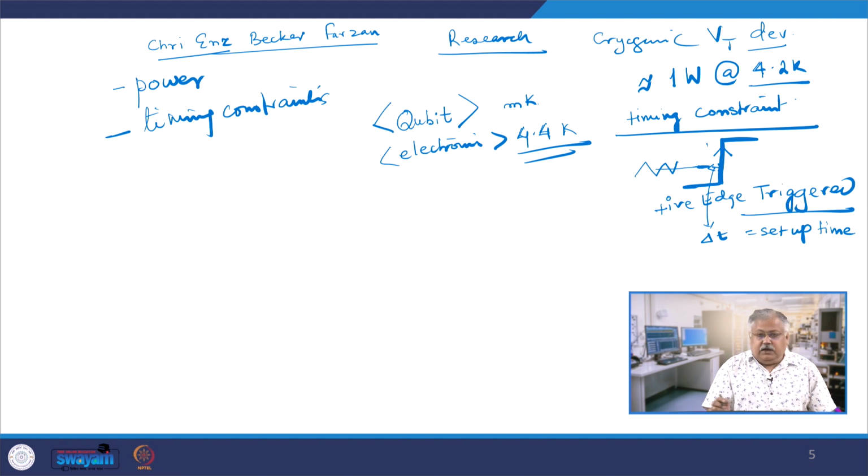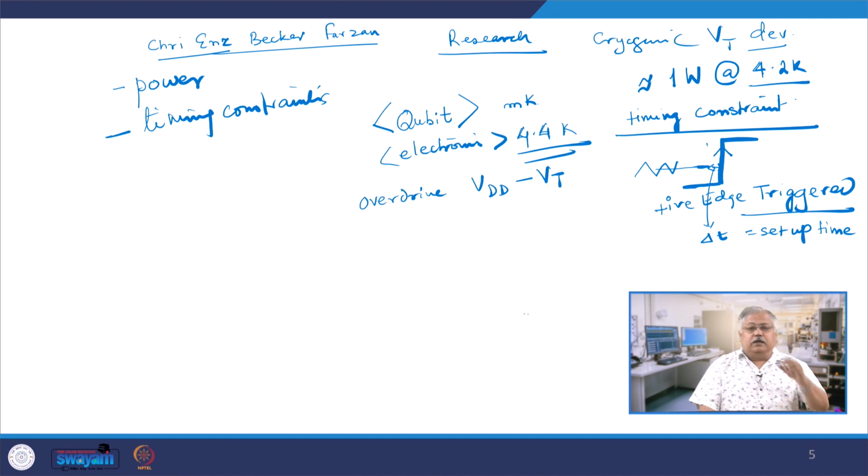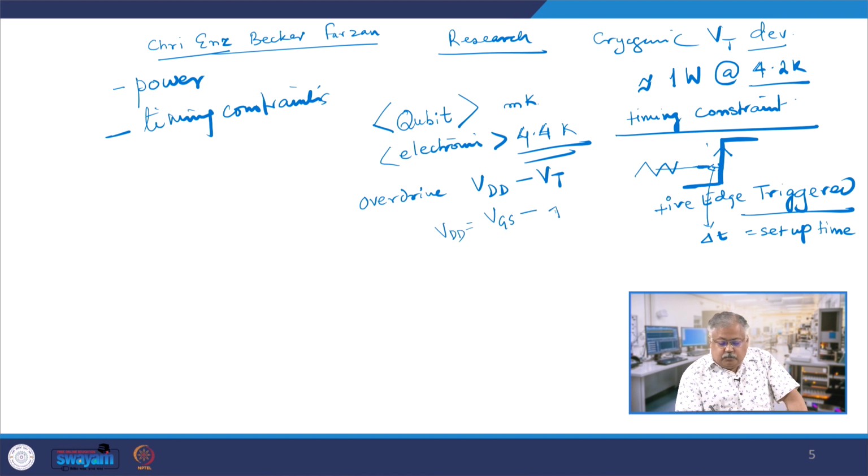Now, let's take up a basic idea and show you what I mean by that. There is something known as overdrive over the device, right. This you possibly know also. Overdrive is given as VDD or VGS minus VT, where VT is the threshold voltage of the device. Higher the overdrive, more will be the current, right. So, in a MOS device, if you give, let us suppose VGS equals VDD, then I get overdrive equal to VGS minus VT.